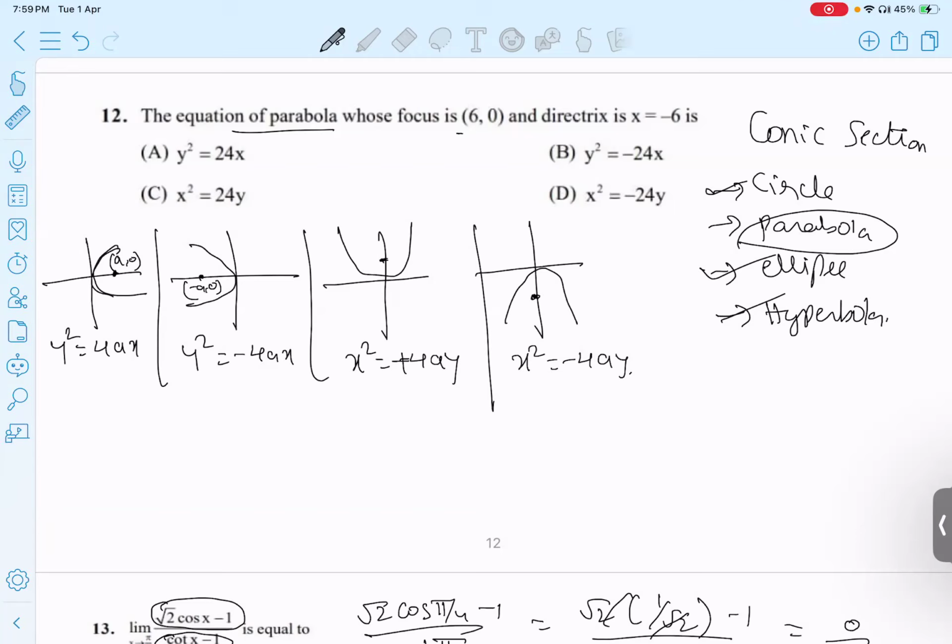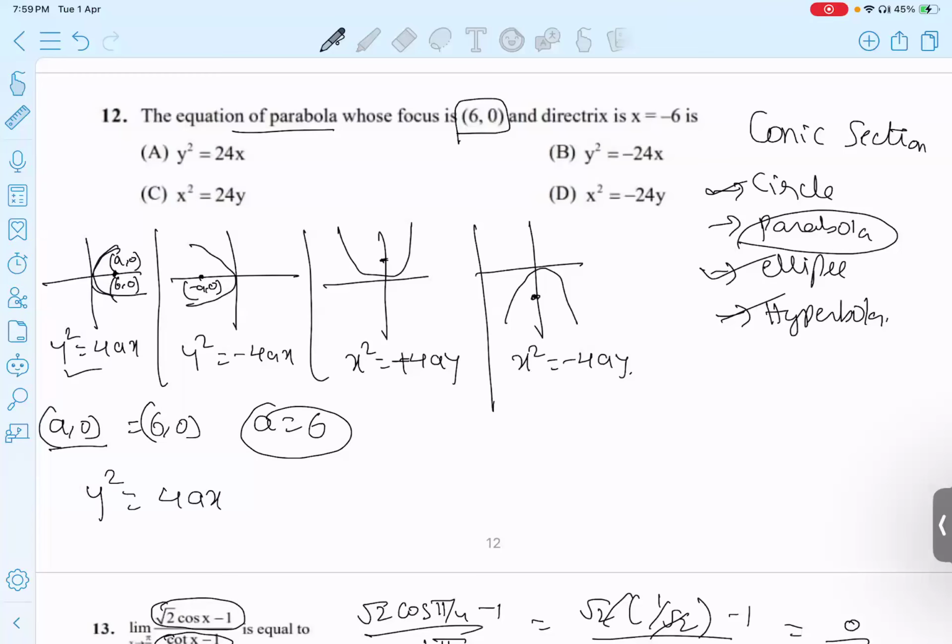In the given question, focus is 6 comma 0. That is a comma 0 equals 6 comma 0. So the value of a is 6. For the equation of a parabola whose focus is a comma 0, that is y square is equal to 4ax. If we substitute the a value as 6, we'll get the direct answer. y square will be 24x. Okay, so this is the required answer.